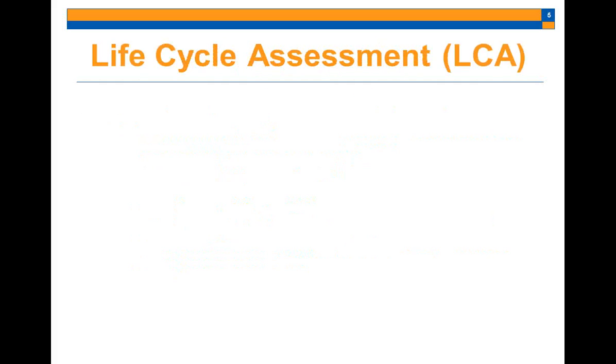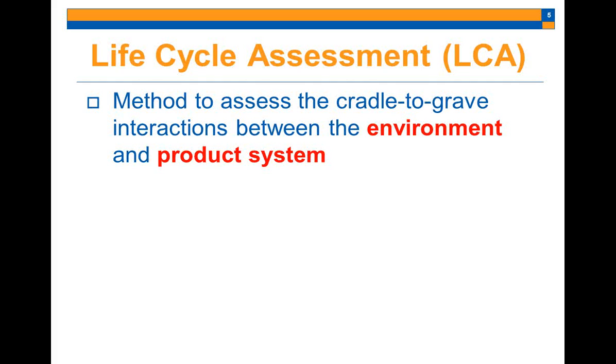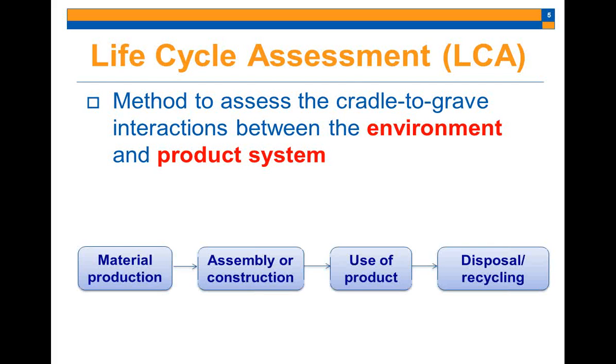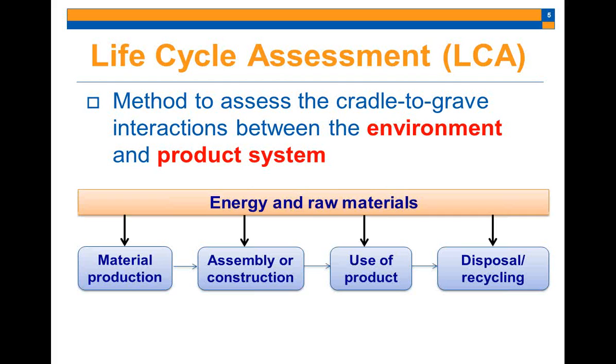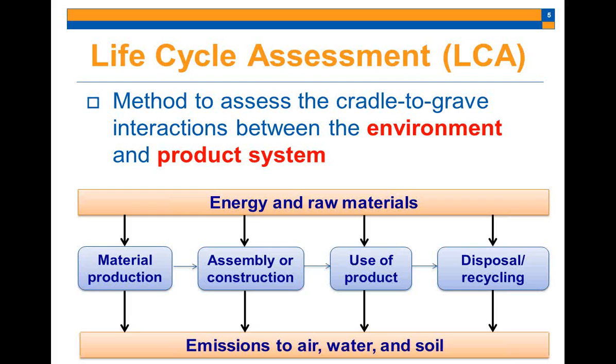So a quick background on LCA. LCA is a method to assess the cradle-to-grave interactions between the environment and a product system. So generally we have 4 different stages of the product life cycle: the materials, assembly, construction, use of the product, and finally disposal or recycling. What we look at when we perform LCA is all of the environmental inputs, the energy and raw materials that go into the different processes in each of these stages, and then the environmental outputs, or the emissions to air, water, and soil, and so on.